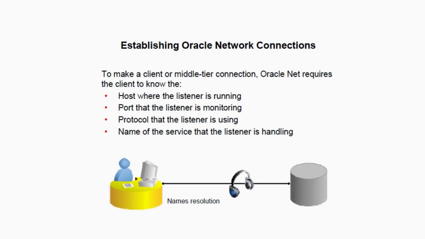For an application to connect to a service through Oracle Net Listener, the application must have information about that service, including the address or host where the listener resides, the protocol that the listener accepts, and the port that the listener monitors. After the listener is located, the final piece of information that the application needs is the name of the service to which it wants to connect.